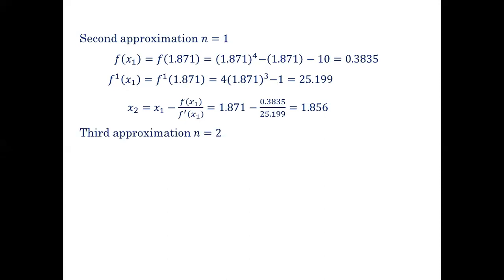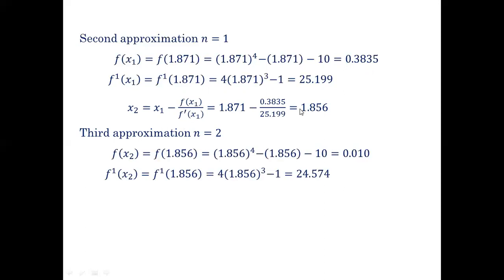Next, x2 is equal to x1 minus f of x1 by f dash of x1, which is equal to 1.871 minus 0.3835 divided by 25.199. After simplification, 1.856.